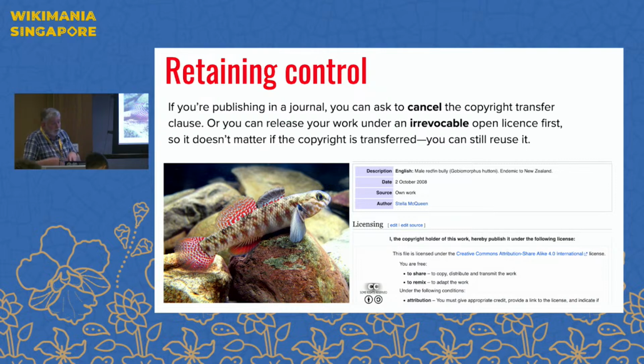So what I always recommend to researchers and scientists who are doing this: upload your photos to Wikimedia Commons first and put an irrevocable open license on them. So later on, if some publisher wants to use them, they can't stop you. You can transfer the copyright, but you can still use it as well, because the Creative Commons license can't be cancelled. Okay, they're stuck with it.